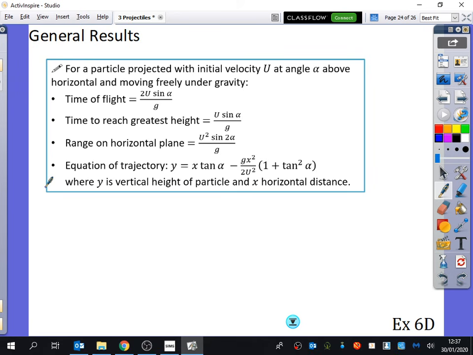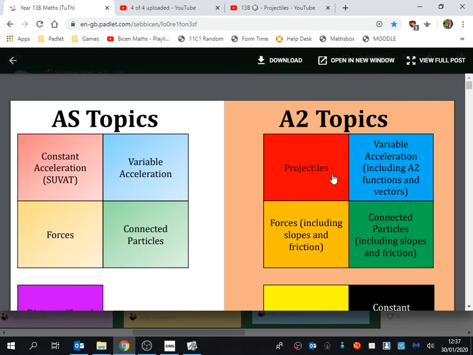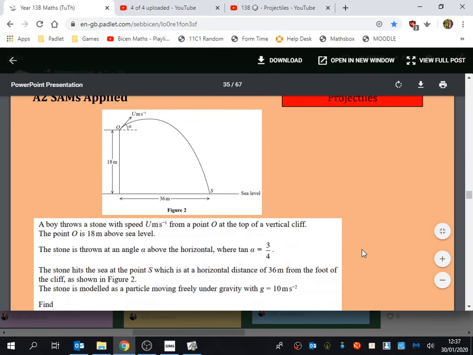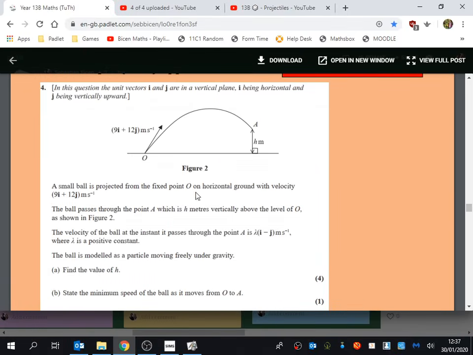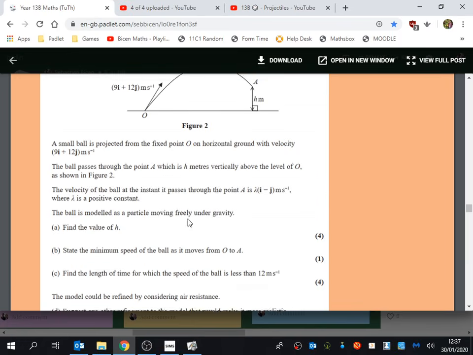So I'm going to give you some questions on that. You're going to have to do some questions on projectiles from the exam booklet as well. There are only 3 of them to have a look at. Maybe you won't do the vectors one. I don't know, you could do the vectors one.